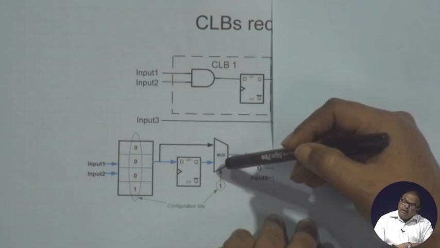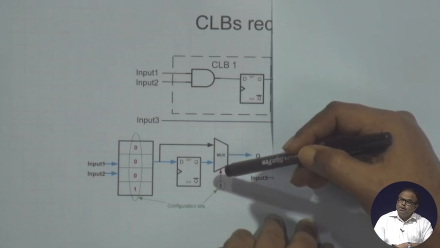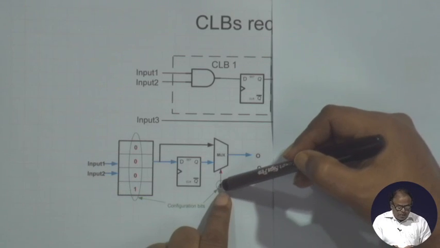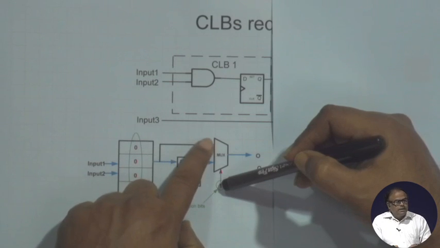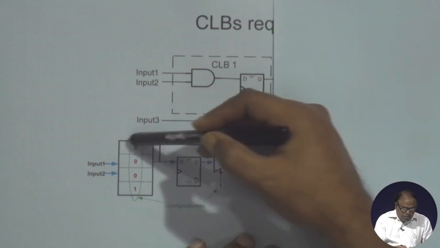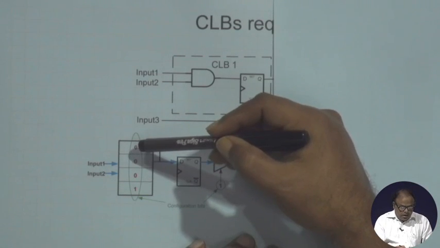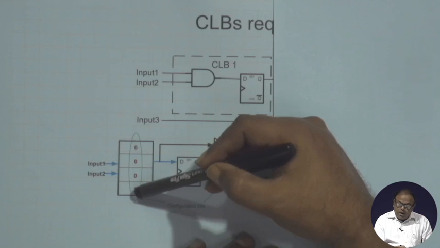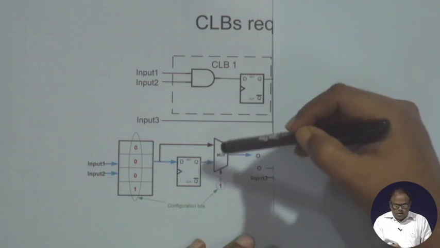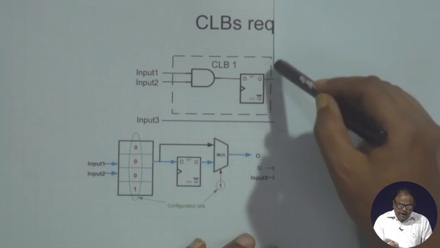Therefore, unlike the earlier case of the 4 input AND gate, here I have to program the multiplexer with a 1, so that this is not selected, instead this one is selected, right. So, this part's programming, the configuration bits will be 0 0 0 1 and the multiplexer will be 1. So, this programming will yield this circuit.